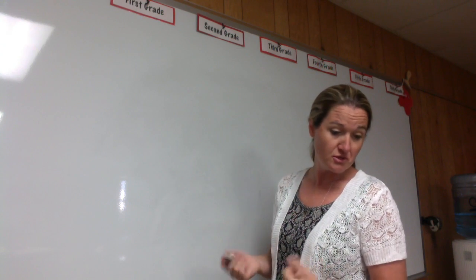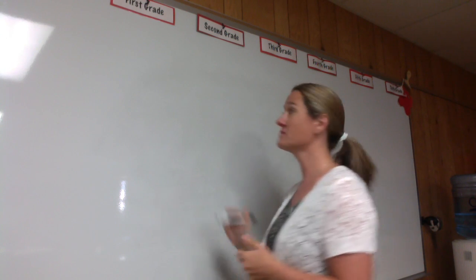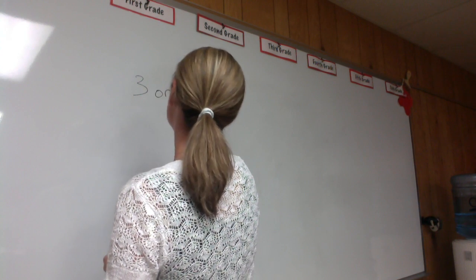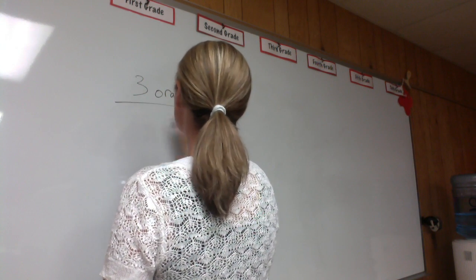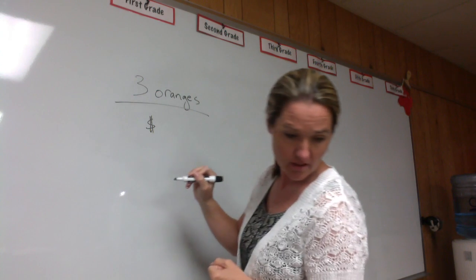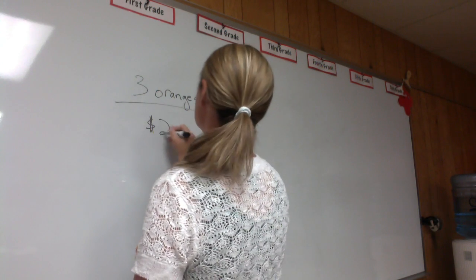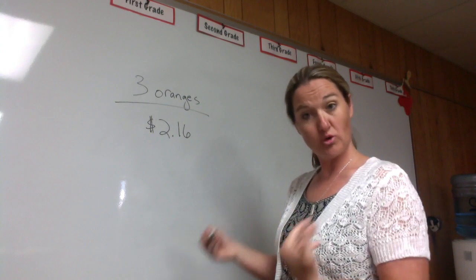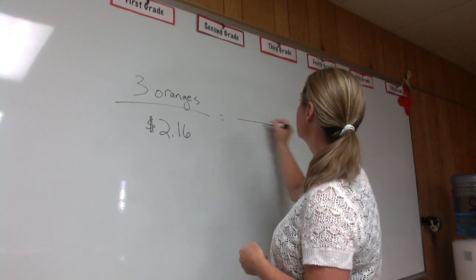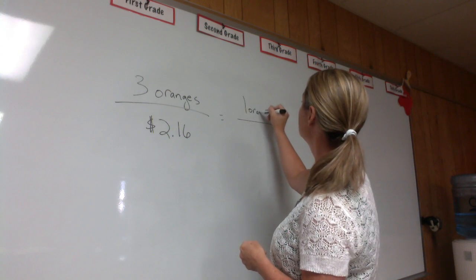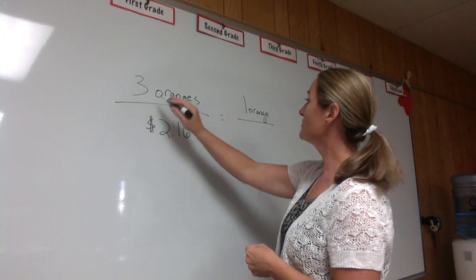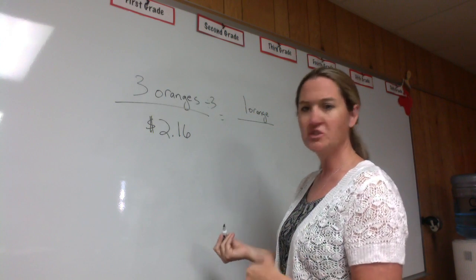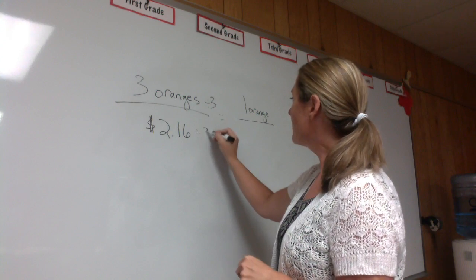Let's find the unit rate. I'm going to the store buying a pack of three oranges for $2.16. What is the unit rate per orange? Let's put the one orange over there. To go from the three oranges to the one orange, I'm going to divide by three. Again, we're making an equivalent fraction, so I have to divide that by three.